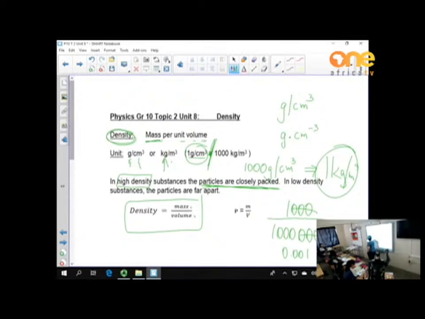No, just listen to this. It is actually equal. If I have something with a density of 1 gram per cubic centimeter, if I had it as a cubic meter, then it would have a density of 1,000 kilograms per cubic meter. So it is equal. It's just a different unit.